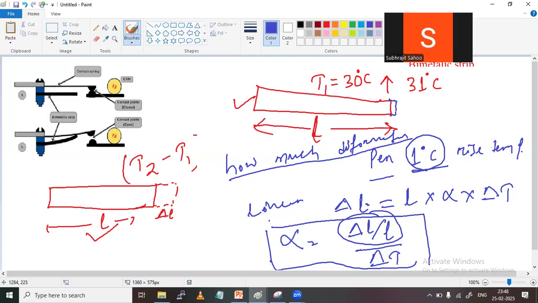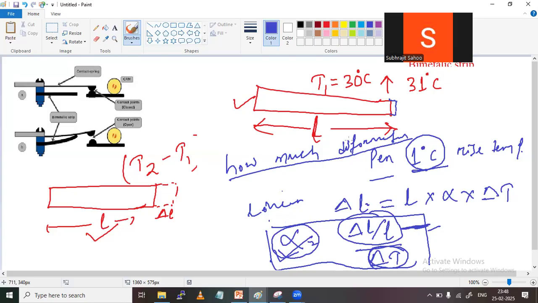So how much deformation is happening? How much deformation is happening? When delta T is only 1 degree, that relation is called alpha. How much deformation happens with respect to a temperature rise of 1 degree, that particular relation is called the coefficient of linear expansion, or thermal coefficient of linear expansion.